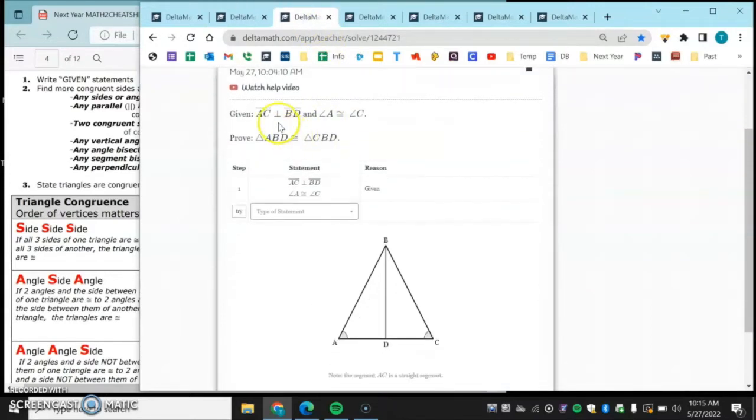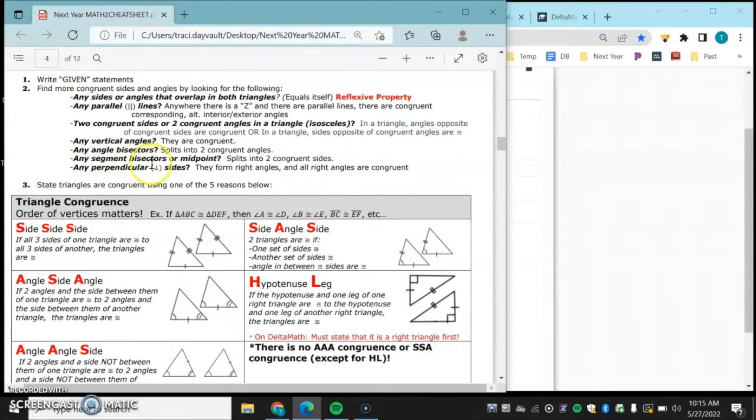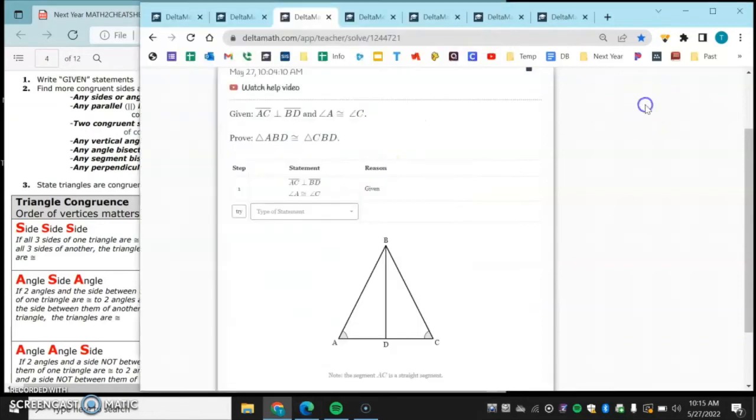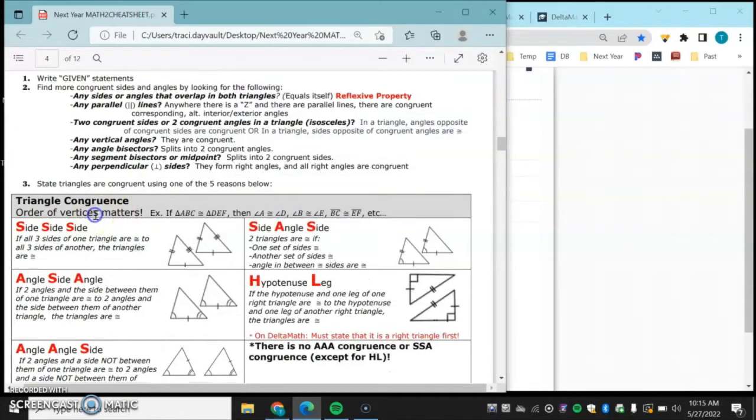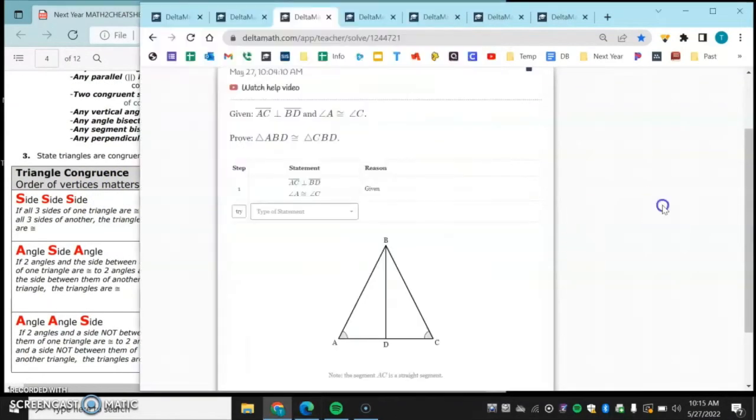Another one, we are given AC, and then we have this symbol right here, this upside down T. Okay, that means perpendicular. So we're probably going to be using this last statement right here. Also, it gives us that angle A is congruent to angle C. And let's see what else we can figure out. Again, we're trying to prove that these two triangles are congruent. So the last step is going to be this statement with one of these 5 reasons.